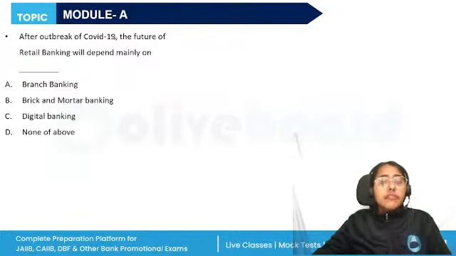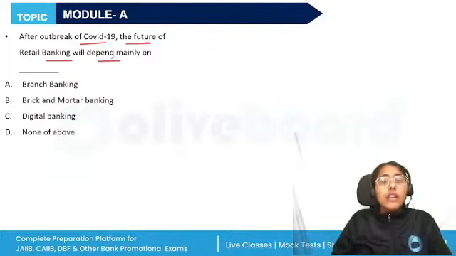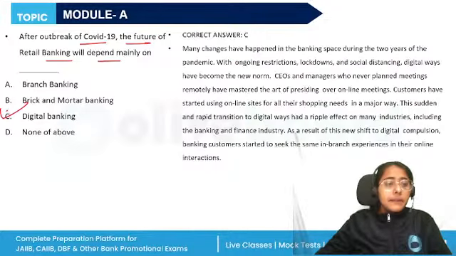Moving on. After the outbreak of COVID-19, the future of retail banking will depend mainly on. This question will also give us an idea whether technology or digital banking will completely take over the physical or traditional banking. So first let us answer this. Option A, branch banking. Option B, brick and mortar banking. Option C, digital banking. And option D, none of the above. So after the outbreak of the pandemic, the future of retail banking will depend mainly on digital banking.